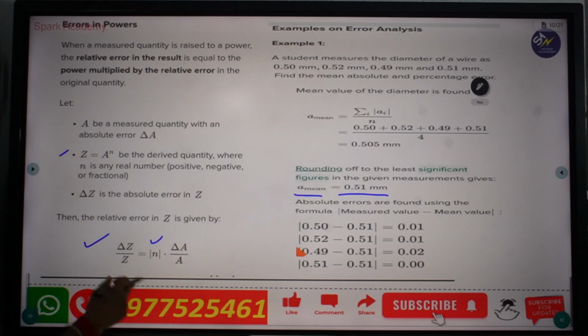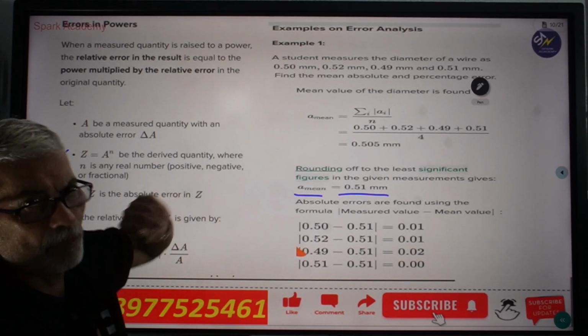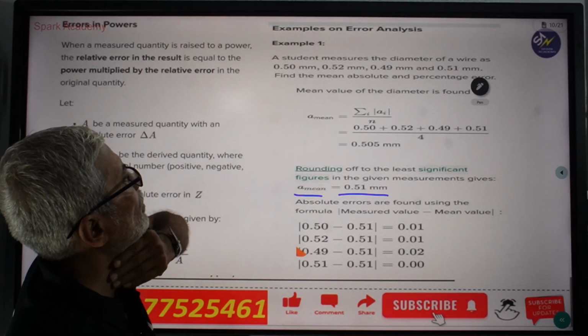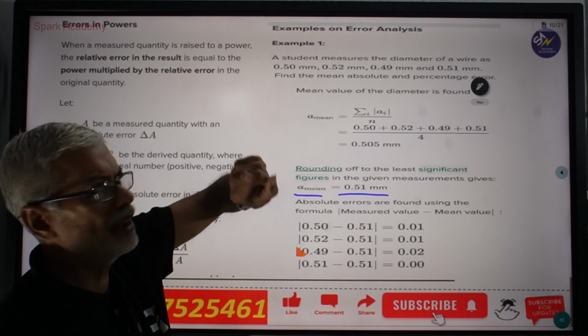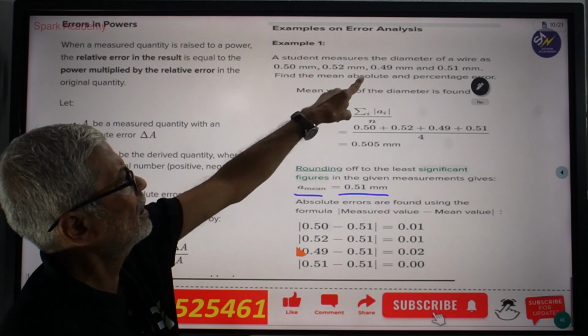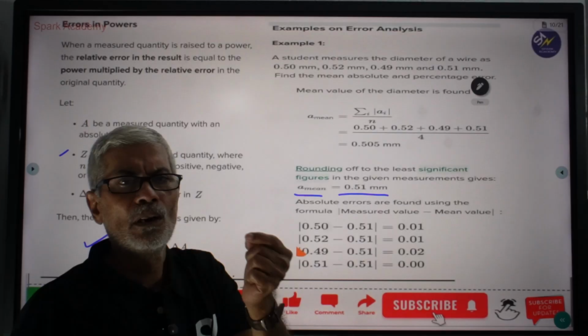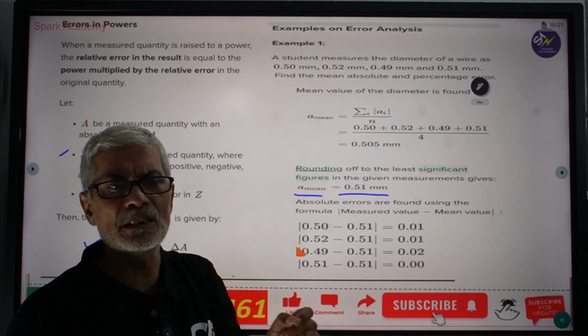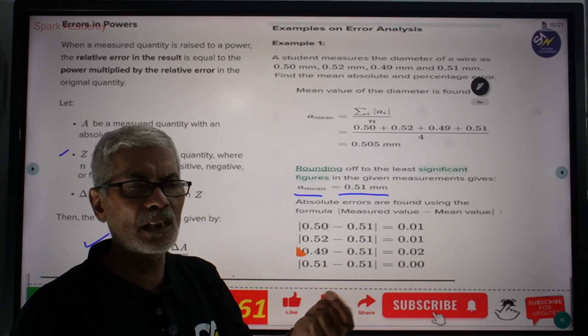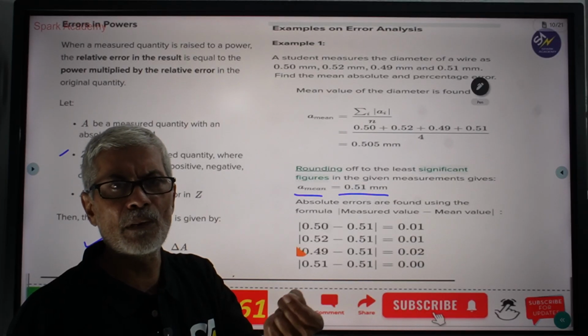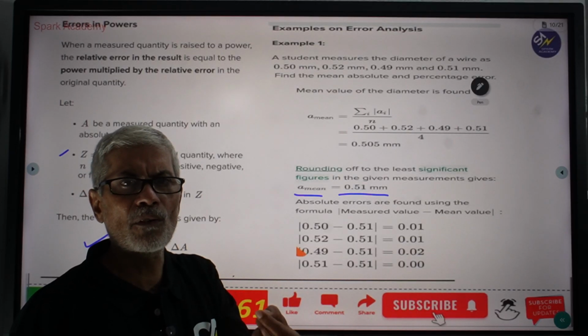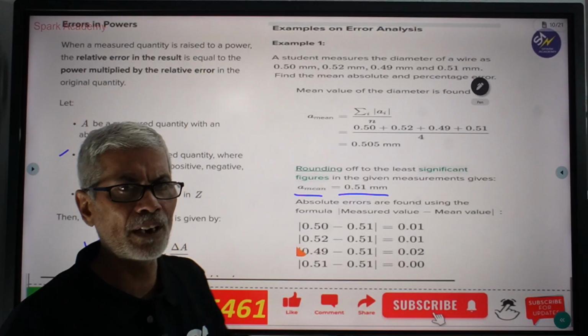We'll do one problem and then you will come to know this one. So this is one numerical problem. What is the numerical problem? One student measures the diameter of a wire. Actually, you have to measure the diameter of a wire with the help of a screw gauge. I hope in your physics lab you might have measured the diameter of a wire with the help of a screw gauge.